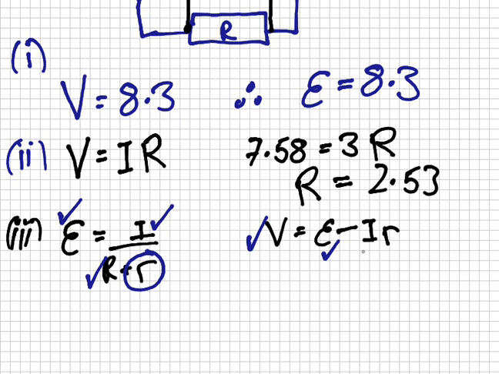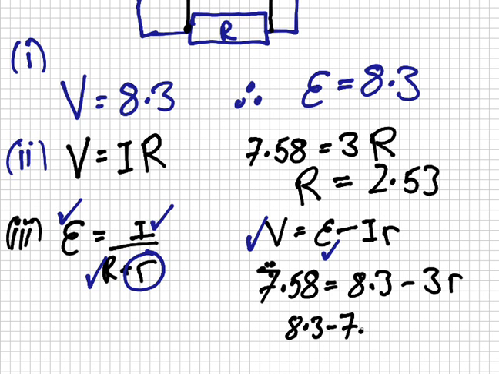So which one did people use? Did anyone use this one? Most people use this one? Okay, it's easier, isn't it? So V is, I'm sorry, what was it? 7.58 equals 8.3 minus 3r. So r equals 8.3 minus 7.58 over 3. What's that? 0.24.